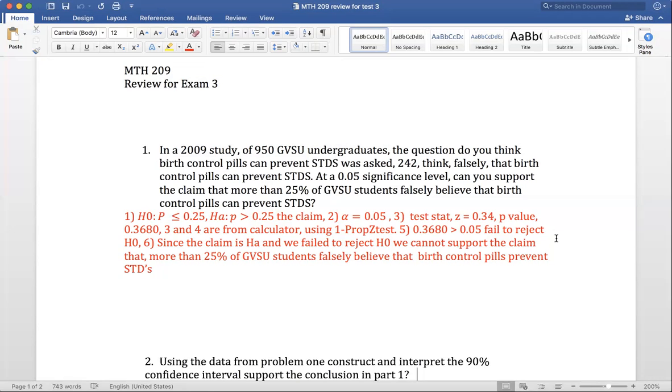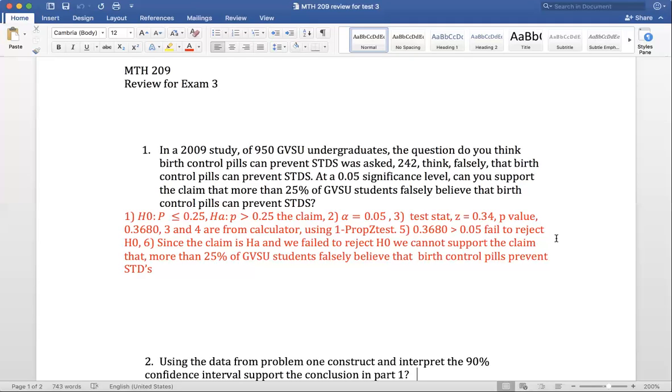Now, in reality, this really did happen. This was a study that was taken in 2009. And out of the 950 undergraduate students at Grand Valley State they asked, 242 did think that, which, whether or not that's greater than 25%, is still pretty disturbing.